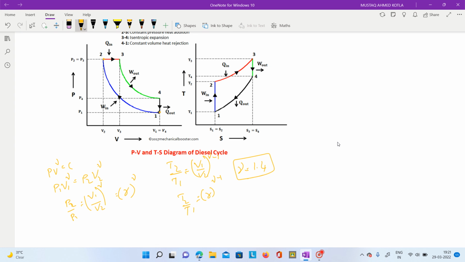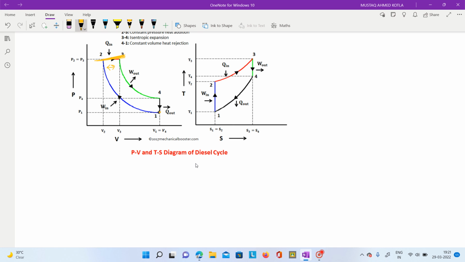Okay, simply that much only, nothing larger in the first step we have to do. Now if you see in the second step, it differs from the Otto cycle. See, here it is not constant volume, it is constant pressure. You can see pressure is constant here, and volume changes from this to this.